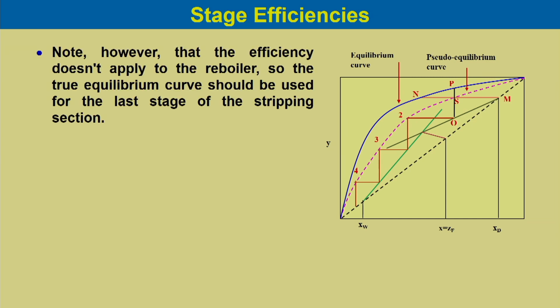Now, in this case, note that the efficiency does not apply to the reboiler. So, the true equilibrium curve should be used for the last stage of the stripping section. It does not include the reboiler as an equilibrium stage in this calculation for the stage efficiency.